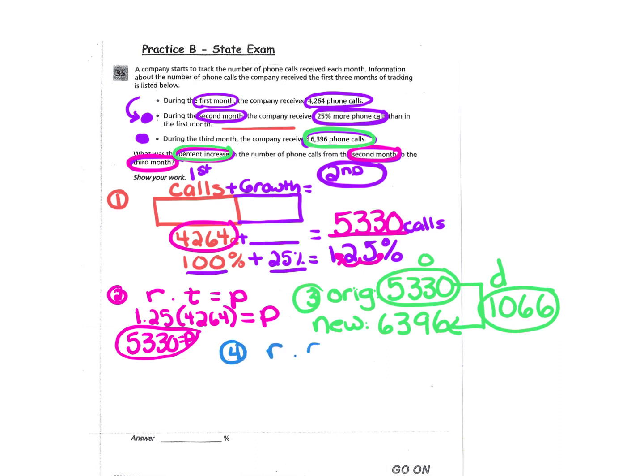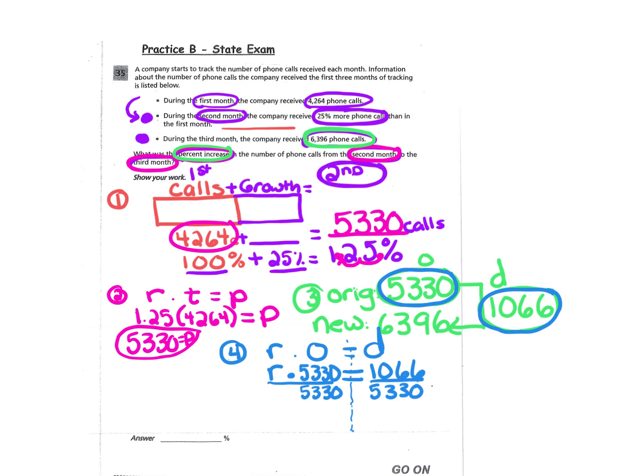R times O, the original, equals D, the difference. R times the original amount for the second month, 5,330, equals a difference or a change of 1,066. Now solve for R. You're going to divide both sides by 5,330.